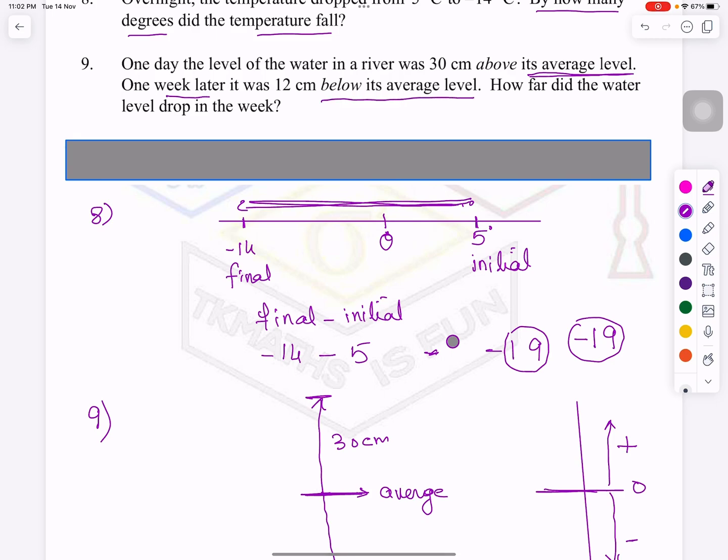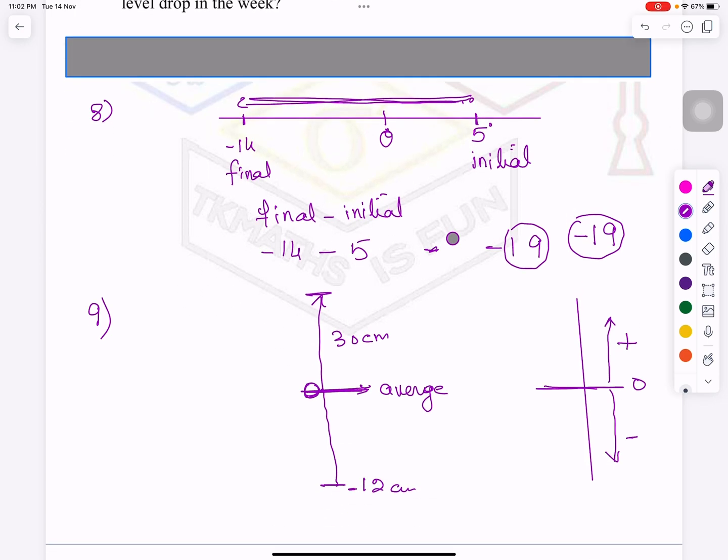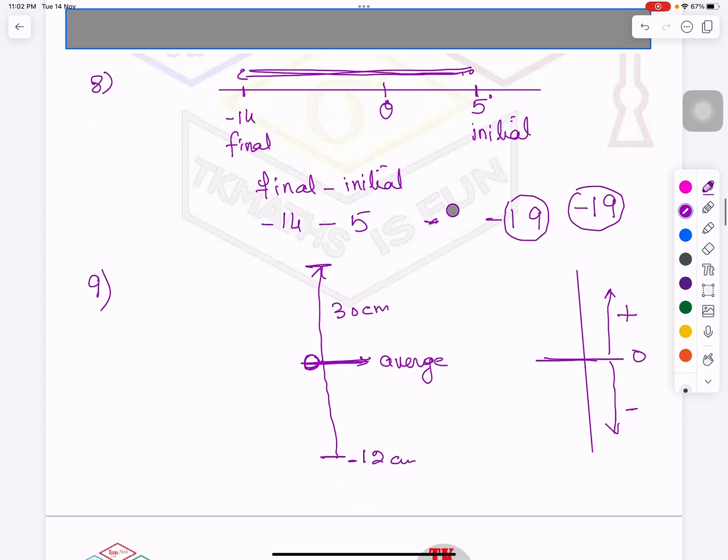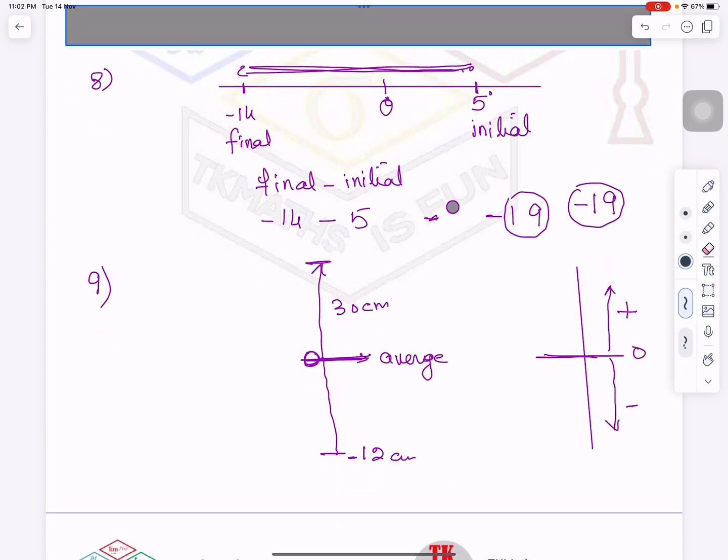So this is like your reference point. This is a 0 level. This is how you can take it. So if the question is saying how far did the water level drop in the week? So again, this was my initial reading here, 30. Let me write here. This was my initial reading, and after a week what happened? It is here. This is your final reading. So to find the difference, what do we do? Final minus initial.